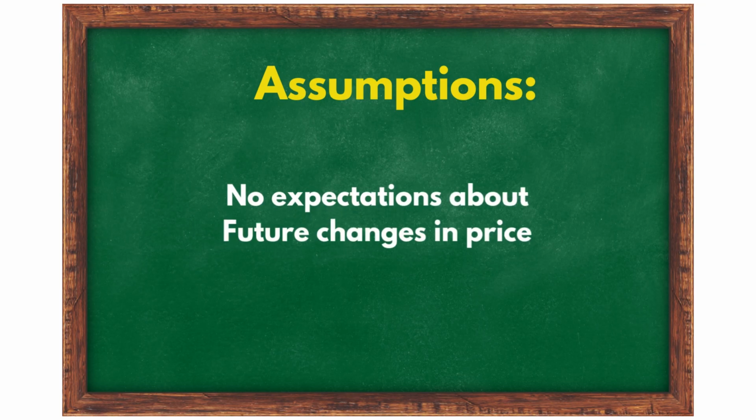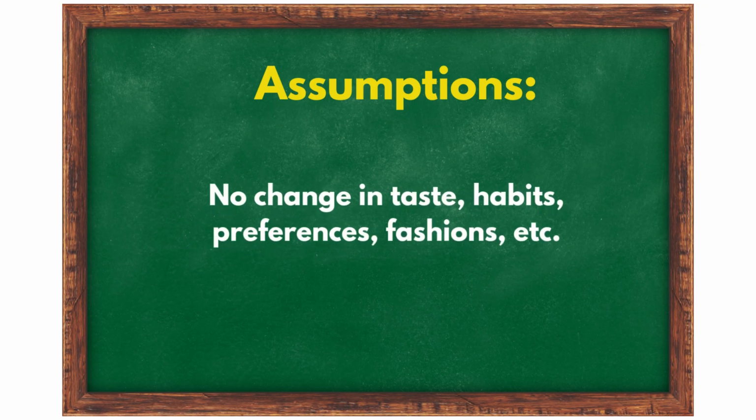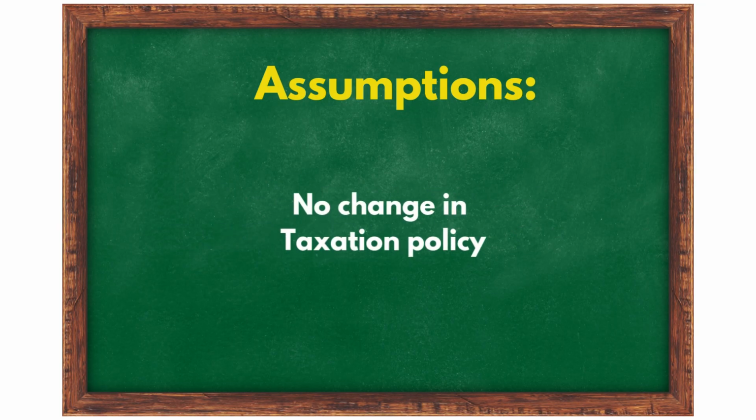Then the next is no expectations about future changes in price. Here it is assumed that the consumer should not expect anything about the price of a commodity in the future. Because if they think the price may rise, then it will again affect the demand for that commodity at that point of time. No change in taste, habits, preferences, fashions, etc. It is assumed that the consumers' taste, habits, preferences, and fashions remain unchanged. Next, no change in taxation policy. Here, taxation policies have a great impact on various goods and services. It is assumed that the taxation policy of the government remains unchanged.